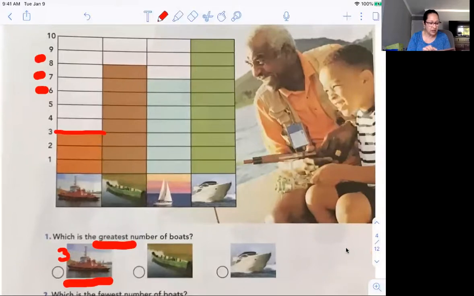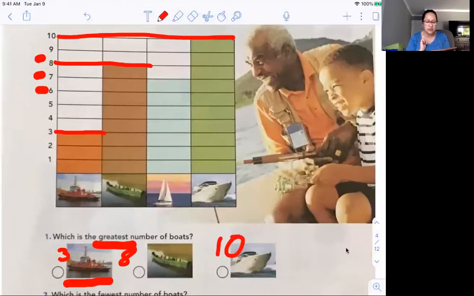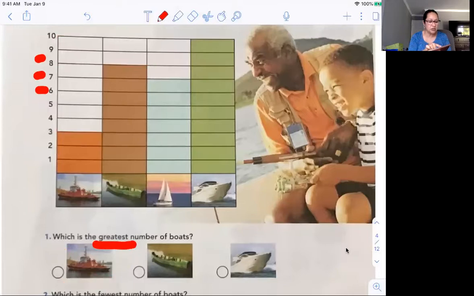But if you want to count them, that's fine. The canoes have how many? If you go to the canoe, oh, it has 8. So this one has 8. And the speedboat, it's the green one. Oh, it goes all the way to 10. So which one has the most? Yes, you're right. So the speedboat has the most, the greatest. That's what they call it. So you're going to take your little pencil and color that in. Got it? It has the most because it has 10. 10 is greater than 3, the tugboats, and it's greater than 8, which is the amount of the canoes, right?